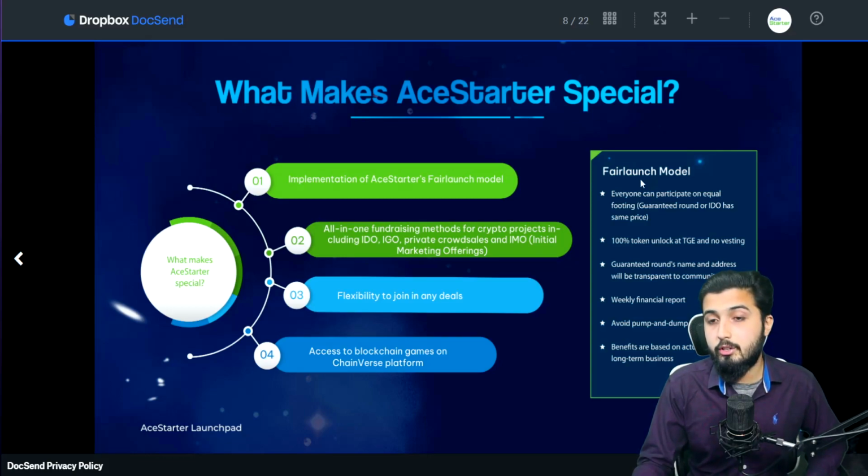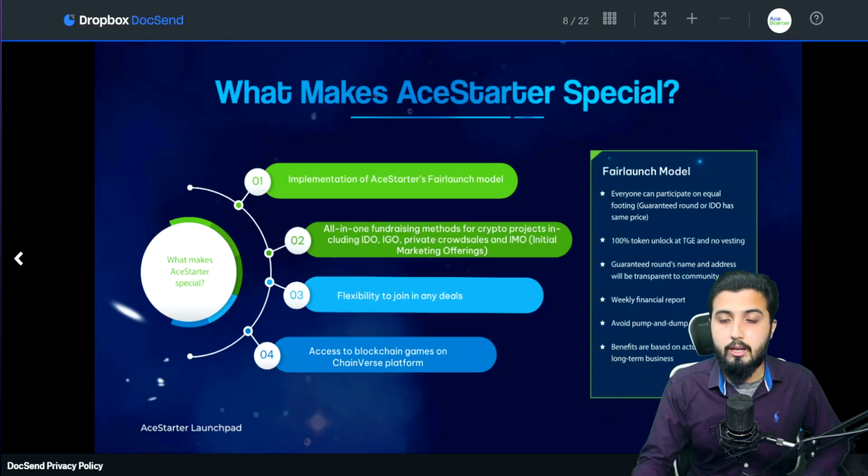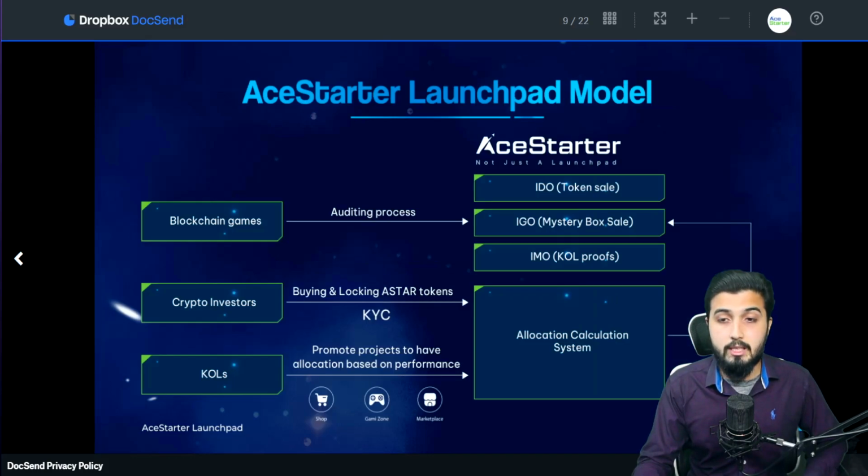And there's the explanation of the Fairlaunch model, that everyone can participate on an equal footing. Guaranteed round or IDO has the same price, just based on the subscription. 100% of tokens unlock at the token generation event, and there's no vesting. Guaranteed rounds' names and addresses will be transparent to the community, and there's a weekly financial report. Avoid pump and dump situations. We have already talked about how they are doing this. Basically, again, this is one of the perks of the Fairlaunch model and subscription method. And then benefits are based on actual and long-term business.